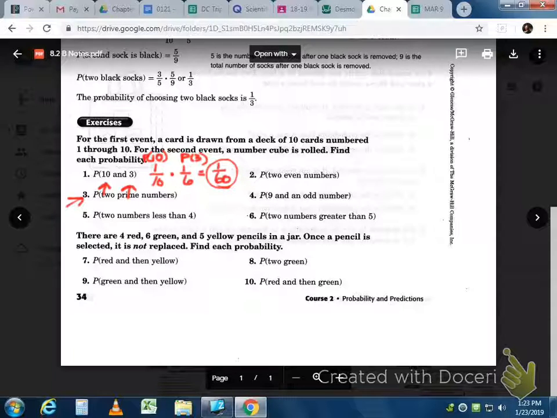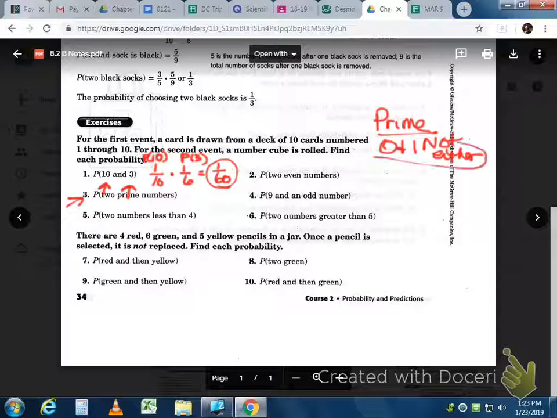Number 2, prime numbers. So we need to know what prime numbers are. Prime numbers are numbers that only have factors of 1 and itself, right? Now, here's the thing. 0 and 1 are not prime nor composite. So they are not either.